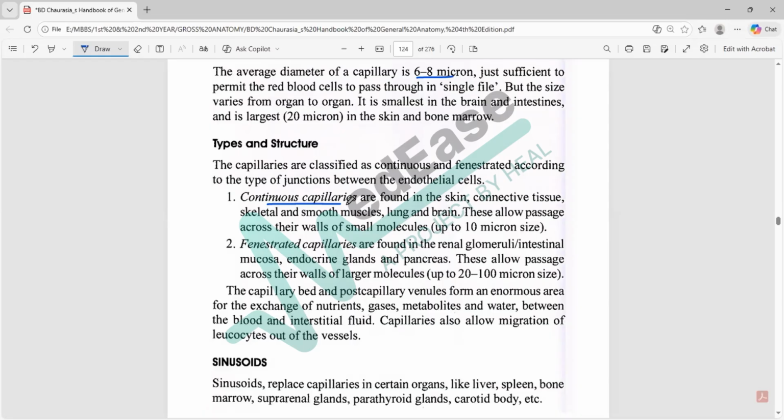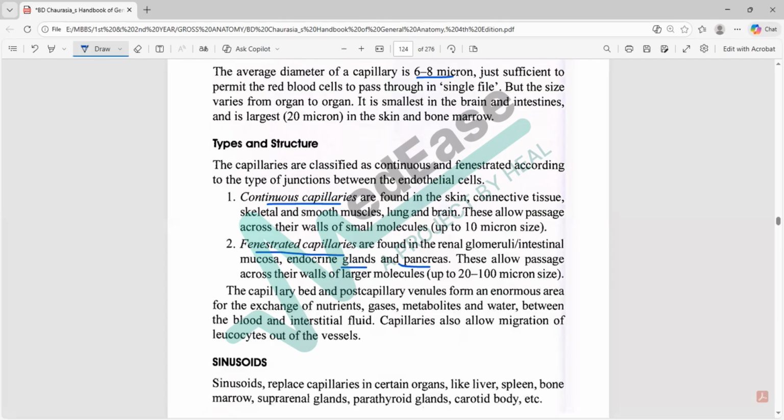Now, another type of capillary is the fenestrated capillaries. What are the fenestrated ones? The fenestrated capillaries contain some pores in their wall, which allow the blood or its formed elements to leak out from the capillaries even more than normal. These are specific to the endocrine glands and the pancreas mainly, and also the renal glomerulus as well.